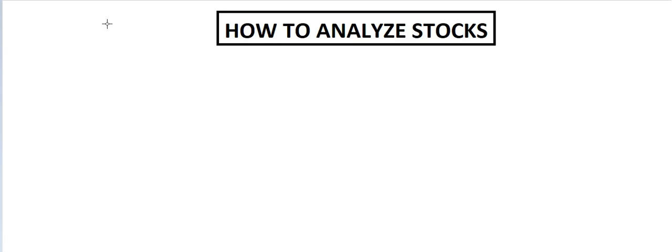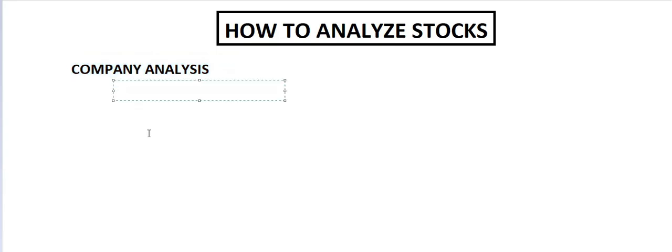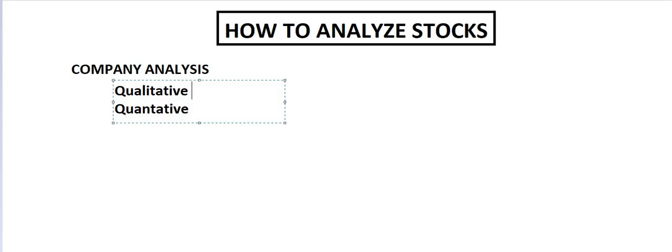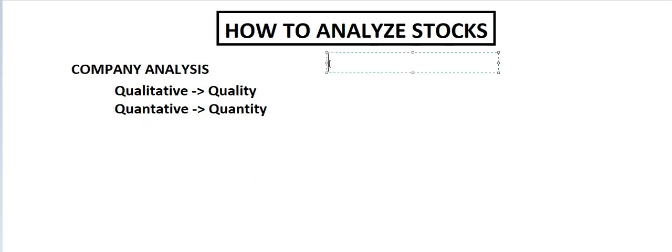The next important parameter to analyze a stock is company analysis. Before investing in any stock, you need to know about the company. We analyze a company in two ways: one is qualitative and the other is quantitative. Qualitative is studying the quality of the company, and quantitative is studying the quantity, which is the numbers. Now let's see the qualitative.